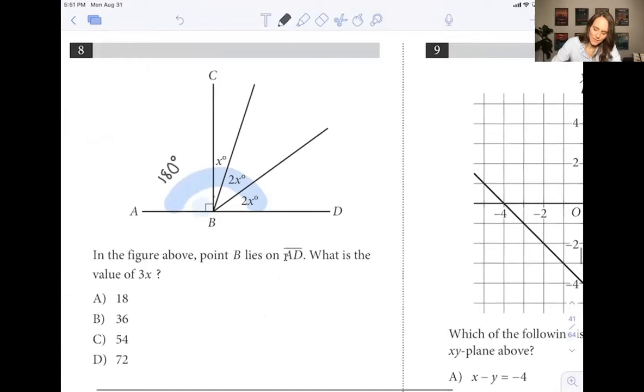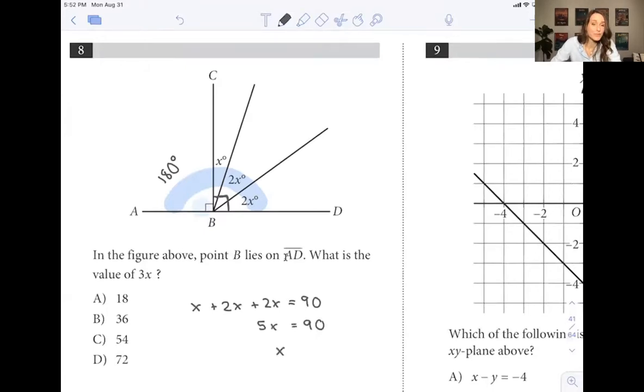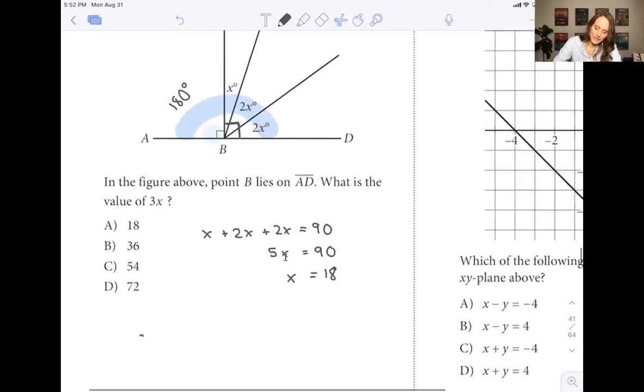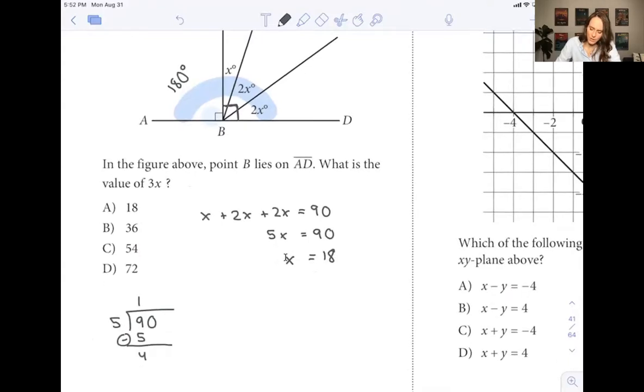So we can say that x plus 2x plus 2x equals 90. Combine our like terms, so 5x equals 90. Divide both sides by 5, so we get x equals 18. If you need help with long division, if I divide 90 by 5, I think a 5 goes into 9 one time. 1 times 5 is 5. I subtract, 9 minus 5 is 4. Bring down that 0. 5 goes into 40 18 times.